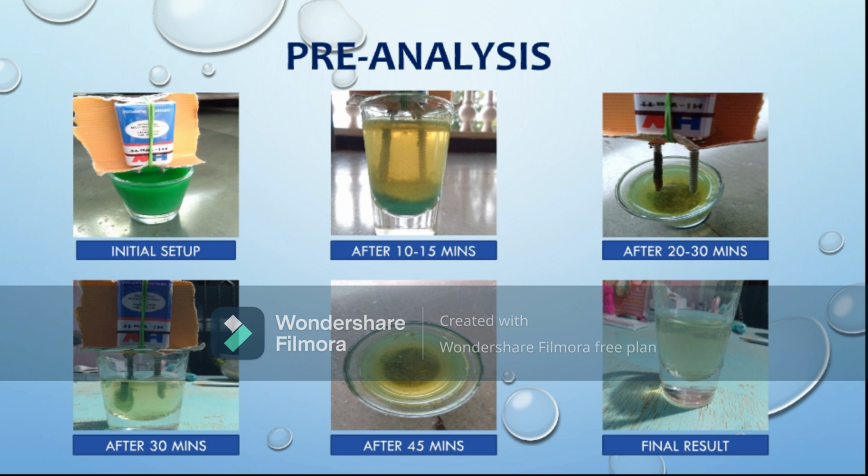Pre-analysis. Because of the pandemic, we did this project in our home. You can see in the initial setup diagram, there is a 9 volt battery attached to 2 electrodes which are deep in the solution. After some time, the heavy pollutants of the solution settle down and the light pollutants of the solution float on the surface of the solution. After that, filter the solution and you can see the clear water.